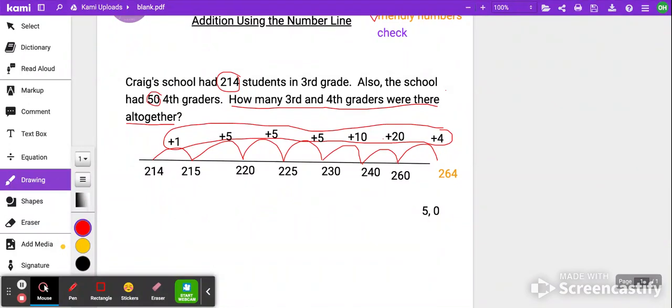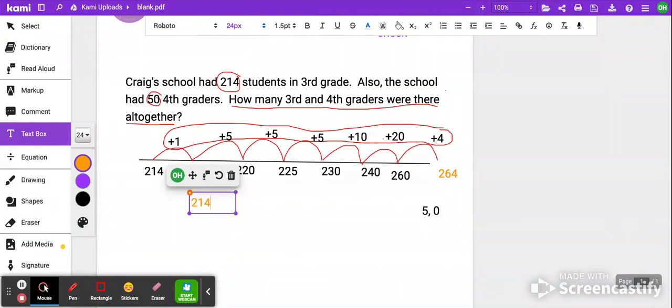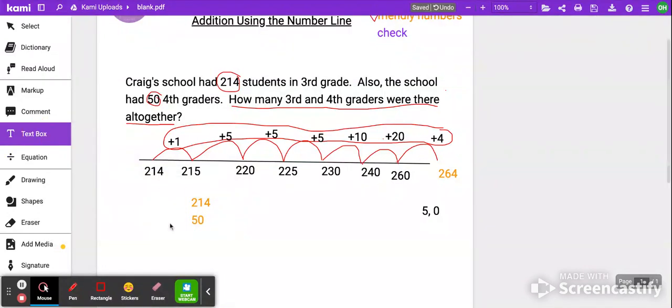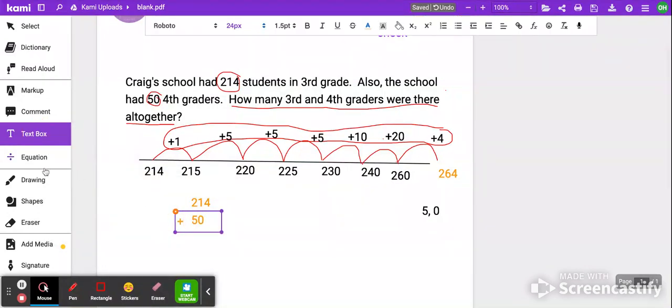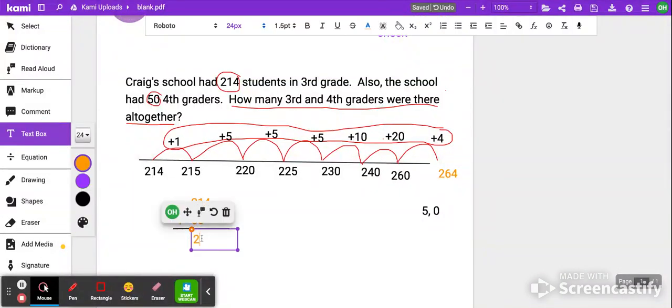So if we think about how we would write this problem in standard format, this is how we would do it. We would say 214 plus 50. Let's get another little text box and put a plus symbol here. And then we'll underline it here. 214, we're saying, is 264. So since I said to you that subtraction is the opposite of addition, let's subtract to see if we can figure out if our numbers are correct.